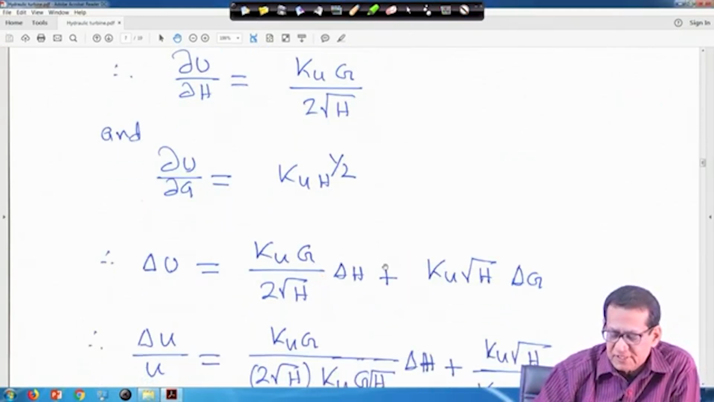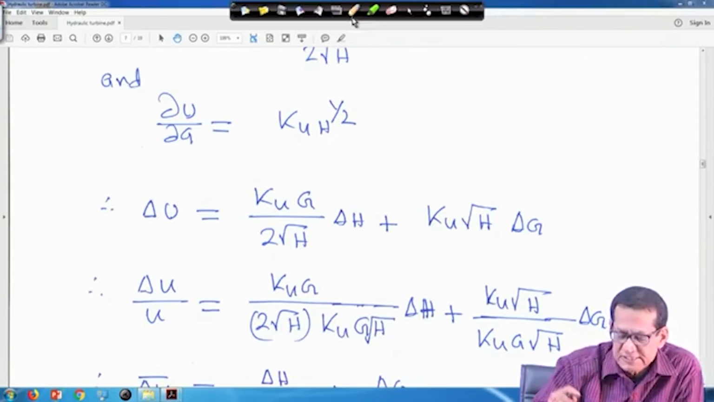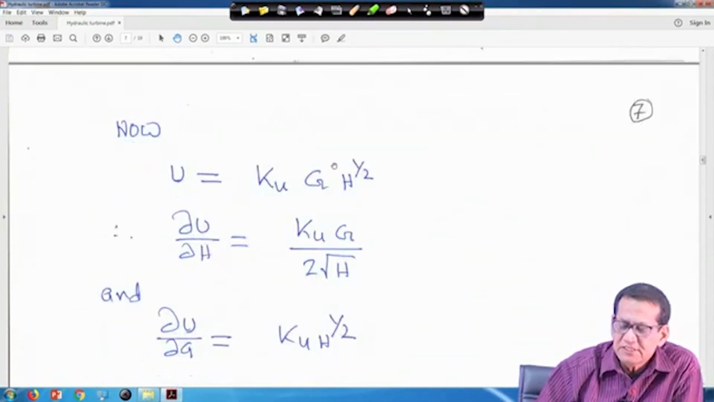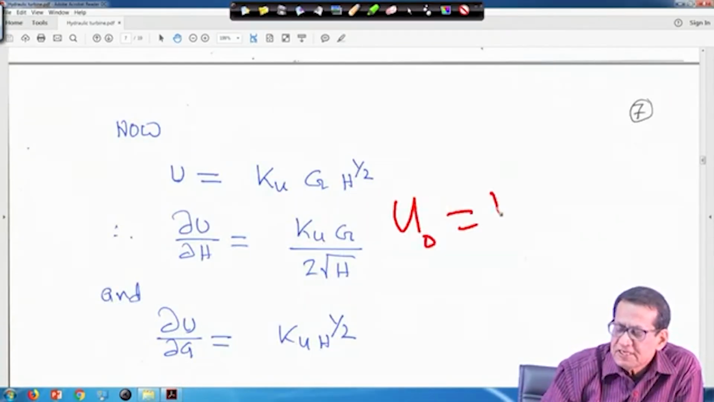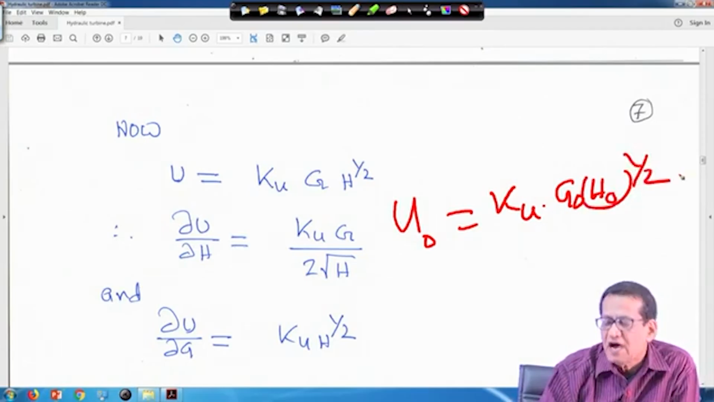Therefore, delta u, now if you come back to this equation, just hold on, that u is equal to ku g root h, therefore u0 can then be ku, this is a constant, then g0, then h0 to the power half, right.